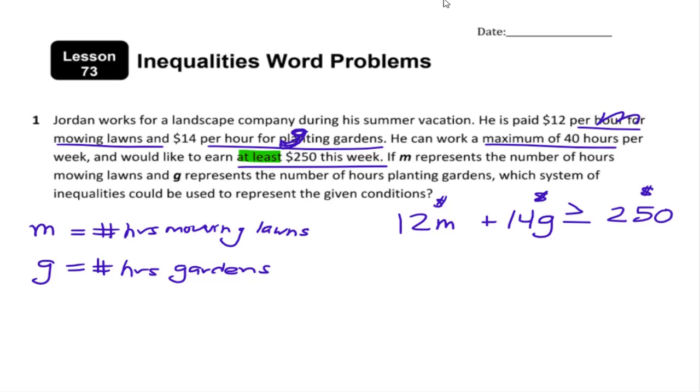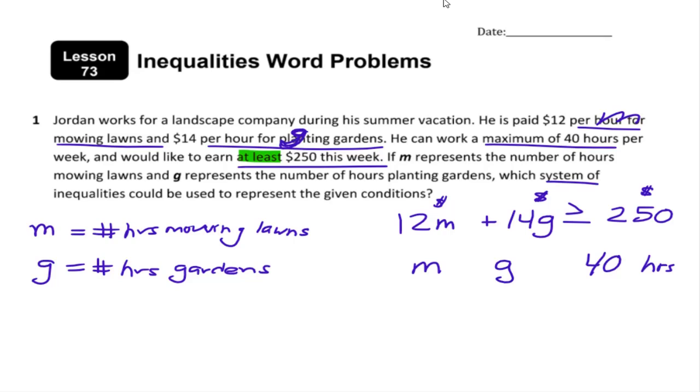Okay. The other inequality, since we're talking about a system of inequalities, which means it's more than one. I didn't use something with 40 hours. So this word problem obviously is going to deal with just hours. And since I already used the 12 and the 14 and the 250, there's nothing else left for me to use except this 40. But if you remember, the letters M and G represent hours. So I have M and I have G.